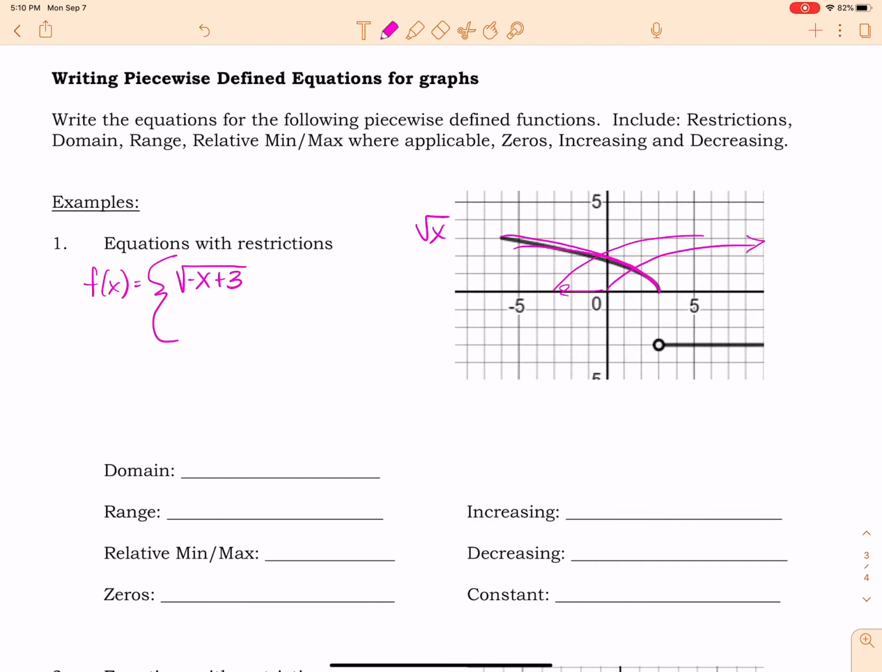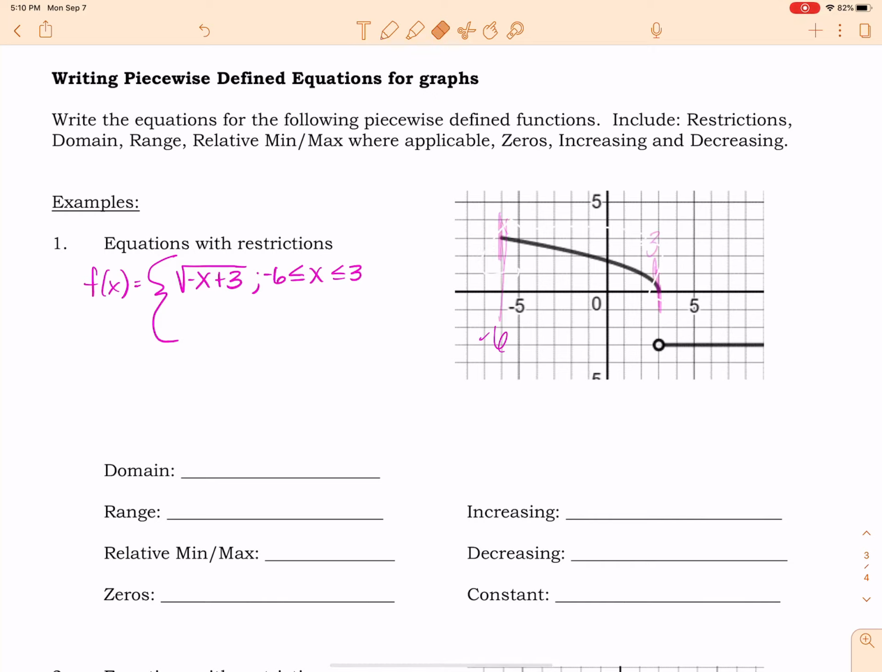But it is restricted, so let me erase what I've got here so we can see how it's restricted. Now, if it was only restricted from here all the way to negative infinity, this would be all the way to the edge of the graph. But it is not. That means it's restricted between the x value for 3 and the x value for negative 6. So I am going to write it just like that: x is less than or equal to 3 and greater than or equal to negative 6. That is how we're going to write that.